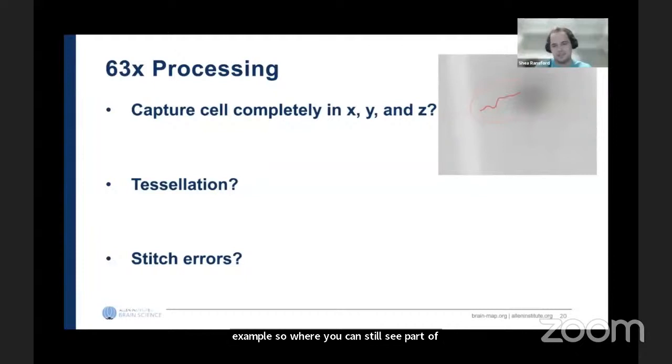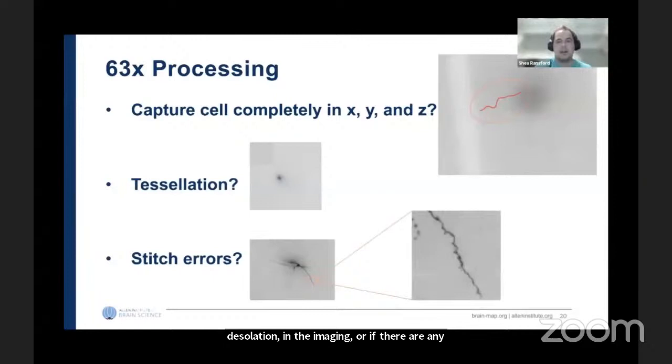We also want to make sure that there's no significant tessellation in the imaging, or if there are any stitch errors done either during acquisition or even during processing, because due to the nature of it being a tile region, we have to stitch all of the different tiles together. Morphology may call cells for rescanning if any of these issues are present.